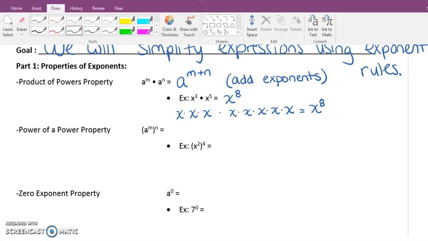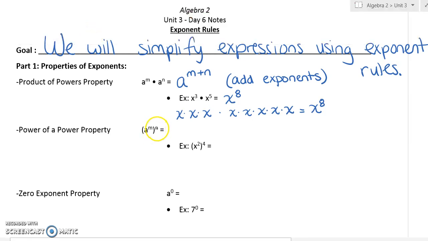Another property that we have is when it's an exponent to an exponent. Notice that the second exponent doesn't have a base. It's attached to the base in the front here. In that case, what we do is we multiply the m times the n. So the rule is to multiply exponents when it looks like parentheses to an exponent. In other words, x squared to the fourth power is x to the eighth power. You would multiply the two exponents.